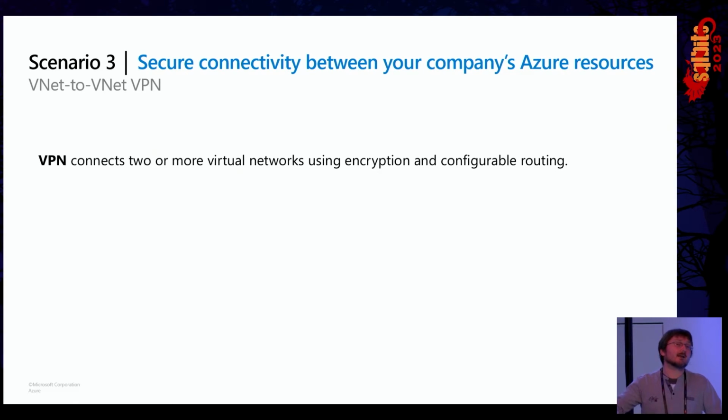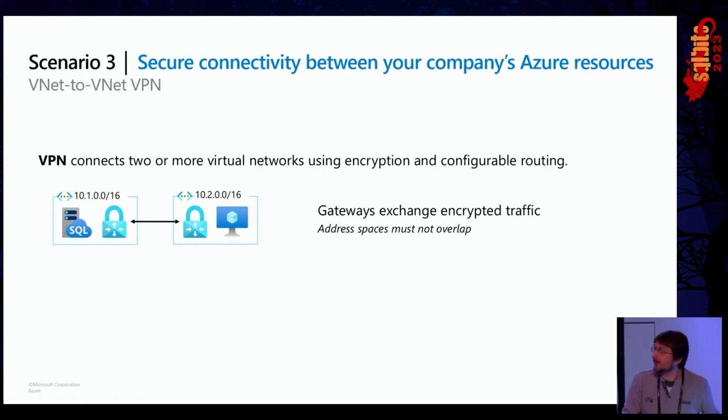VPN is, again, a major mechanism in the networking topology world. How do you connect different virtual networks or networks in general? Well, you would use a gateway. A gateway is a component that deploys inside the virtual network, and it exposes an IP address that is where the gateway is, and then using this, you can route traffic to and from different virtual networks. They exchange encrypted traffic, and in this instance, we're talking about VNet to VNet VPN.